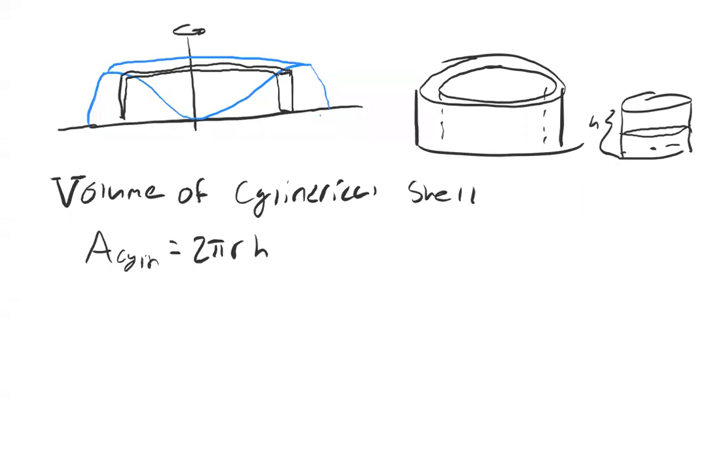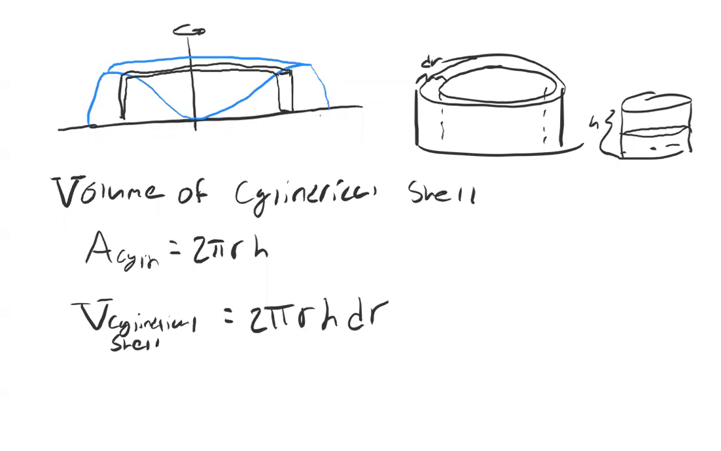Now to get the volume of the cylindrical shell, I'm going to take the cylinder and multiply it by the length that I go through and get a volume. So let's call this length down here dr. So to get the volume, my formula is going to be 2 pi r h dr.